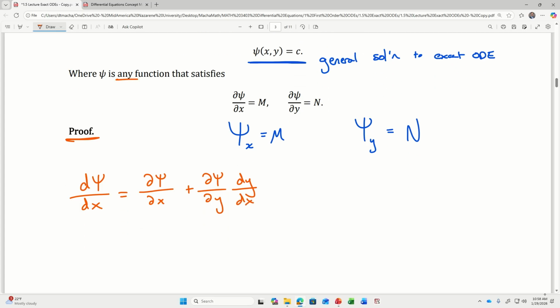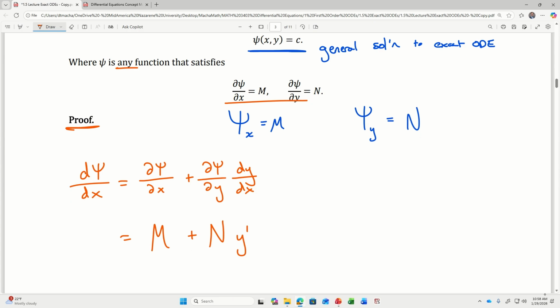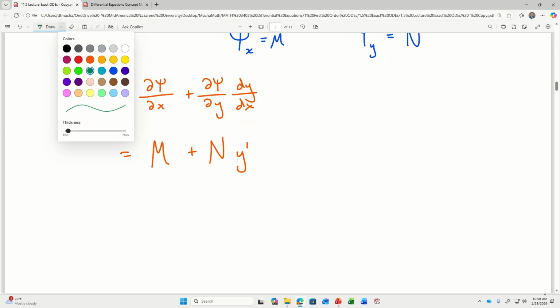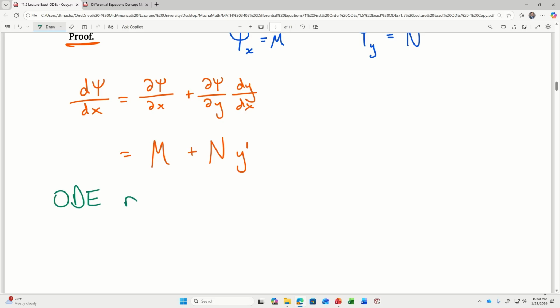And if psi is any function that satisfies these criteria, then the partial of psi with respect to x is M, and the partial of psi with respect to y is N, and dy dx is y prime. Now, in my original ODE, my exact ODE requires that M plus N y prime is equal to 0. So, in other words, my ODE just requires that the derivative of psi with respect to x is equal to 0.